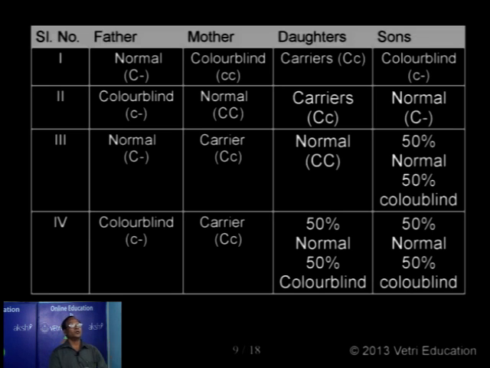Then what about the daughters? Whether father is normal or colorblind, whether mother is normal or colorblind, the daughters will be carriers. See that in both the cases, number one and number two. So either father is normal or colorblind, or mother is normal or colorblind, we can have the daughters as carriers. This is one concept.